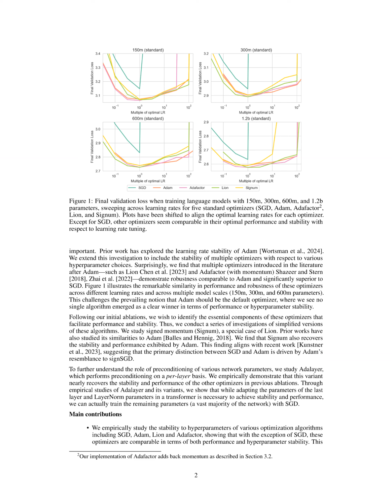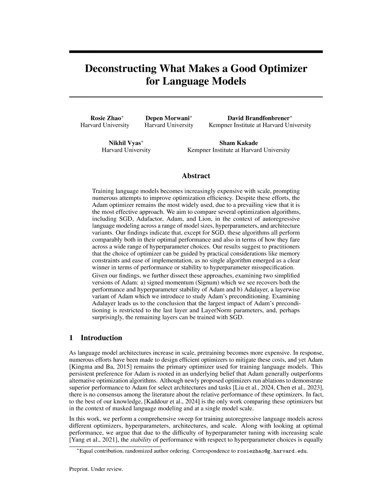The results of these experiments are presented in figures that illustrate the performance and stability of the optimizers under different hyperparameter settings. Additionally, the study includes ablations and investigations of simplified versions of the algorithms, such as Signum and Adalayer, to understand their impact on stability and performance. The experiments also involve comparing the performance of Adalayer with a corrected version called Adalayer*, to analyze the importance of adaptivity in different network parameters.